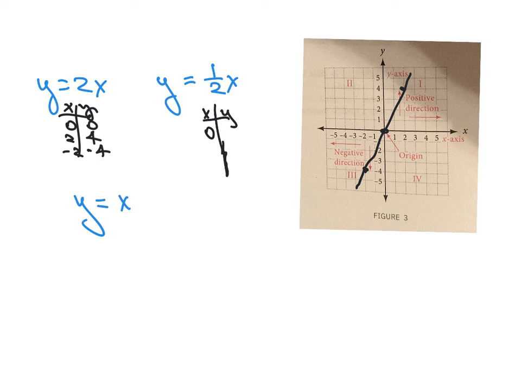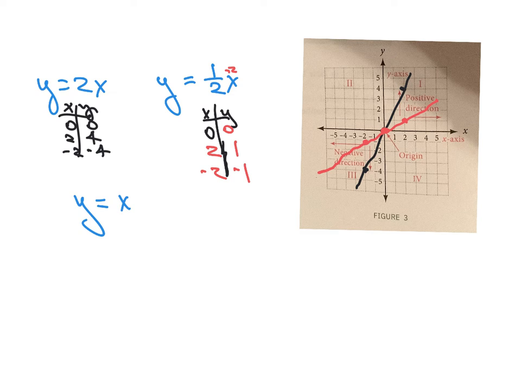Put 0 here. 0 times 1/2 is 0. I'm going to use red here. So it's 0. We put a 2 in here. Remember I said if you have a 2 there and it's multiplied by the x, you find a multiple of 2. So if we put a 2 in here for x, we get 1. 2 times 1/2. Or if we put a negative 2 in there, we get negative 1. So when we graph that, we get 0, 0, 2, 1, and negative 2, negative 1, giving me this graph.